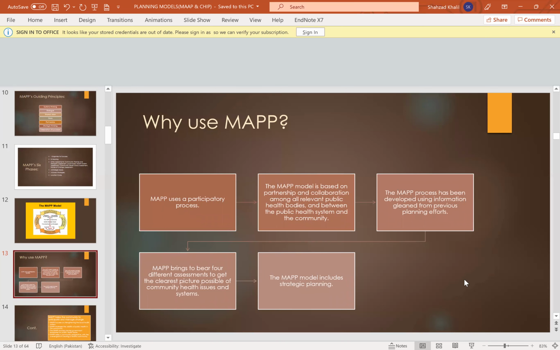Why use the MAP? MAP uses a participatory process. This model is based on partnership and collaboration among all relevant public health bodies and between the public health system and the community. The MAP process has been developed using information gleaned from previous planning efforts. MAP brings to bear 4 different assessments to get the clearest picture possible of community health issues and systems. The MAP model includes strategic planning.